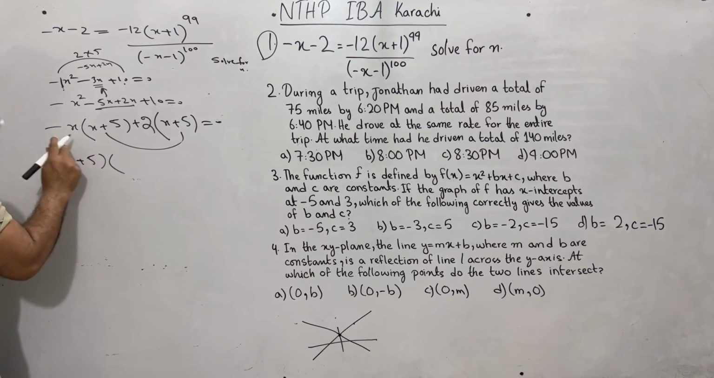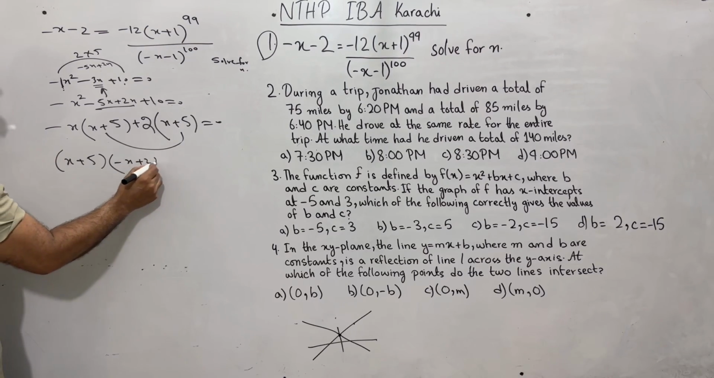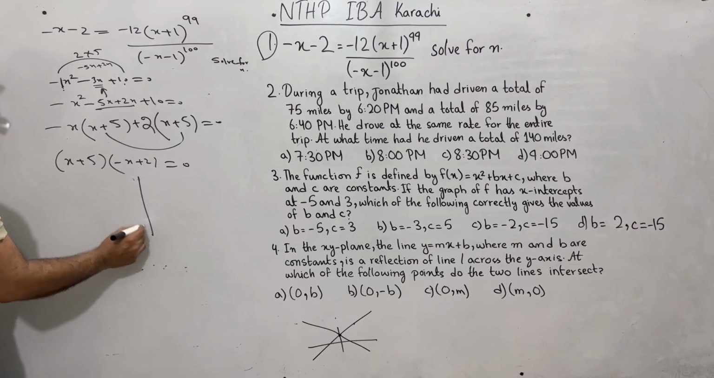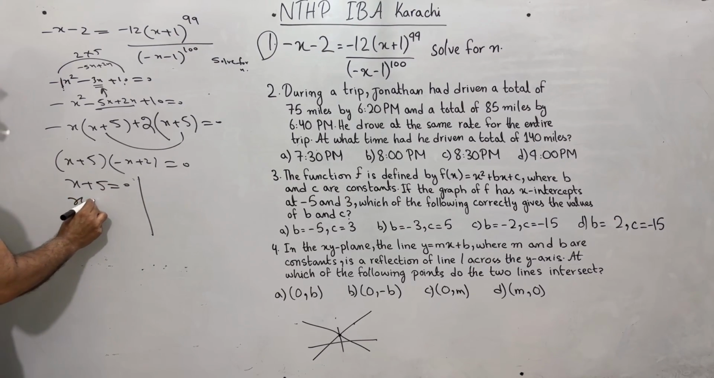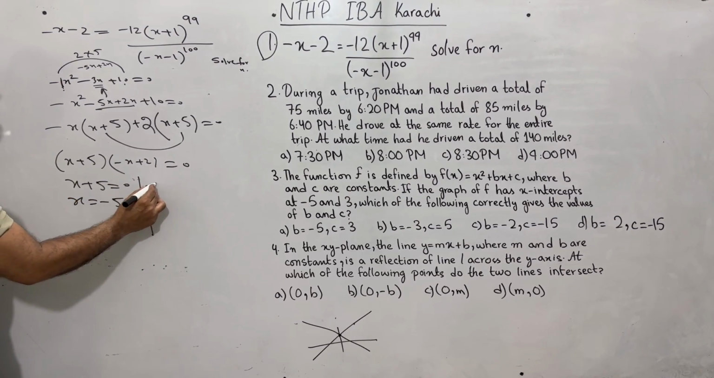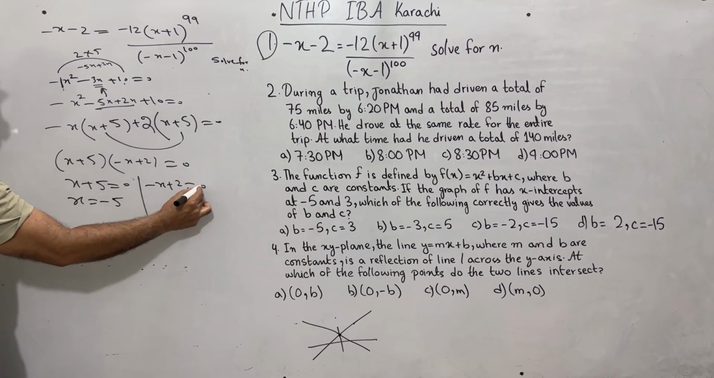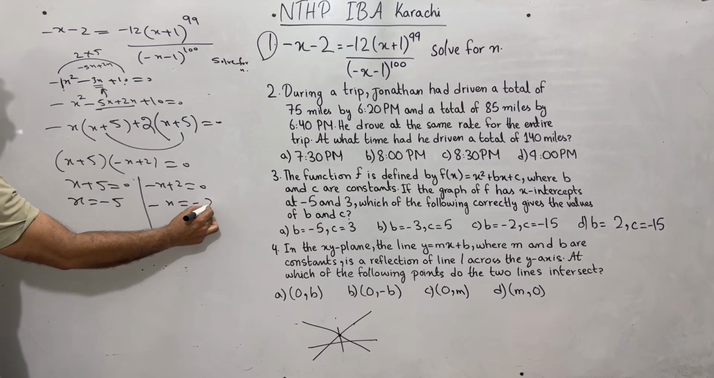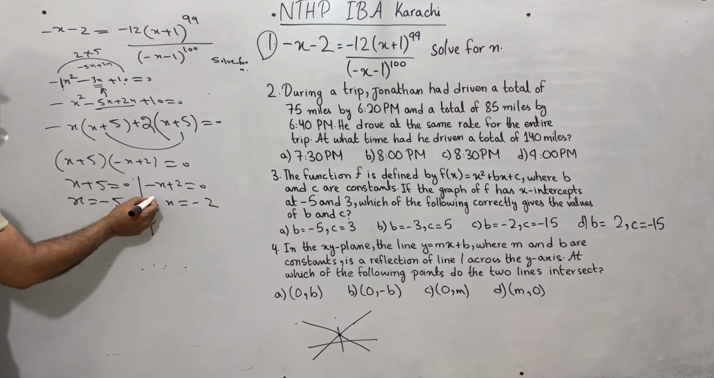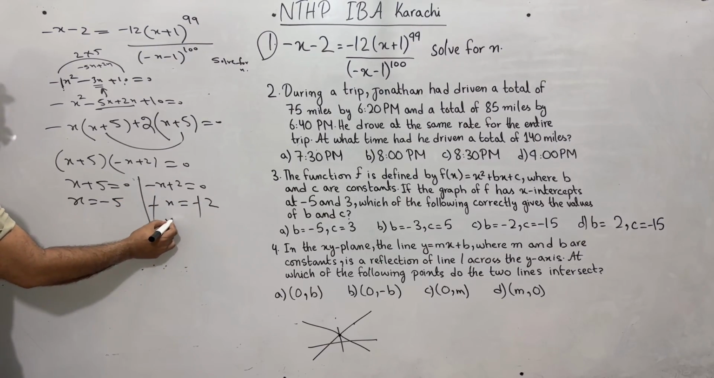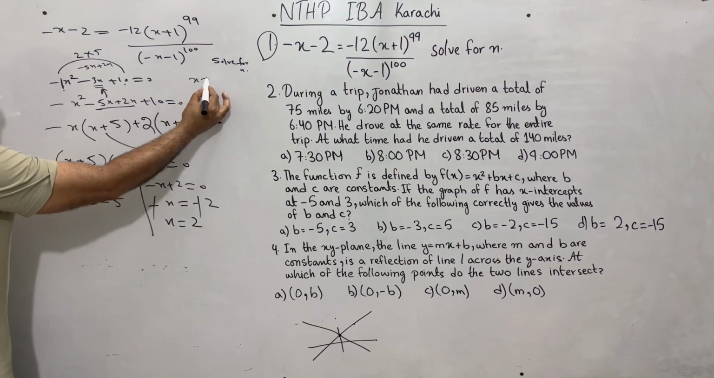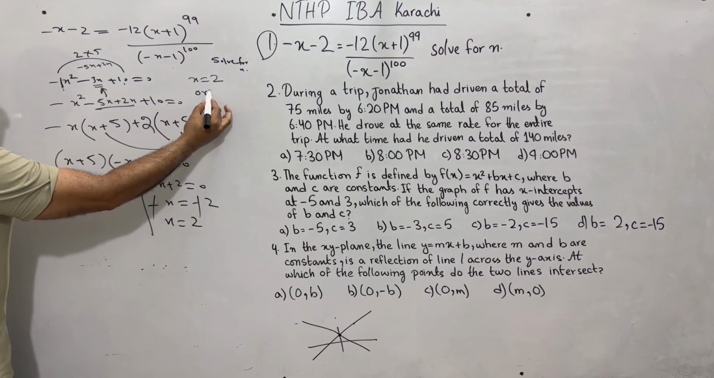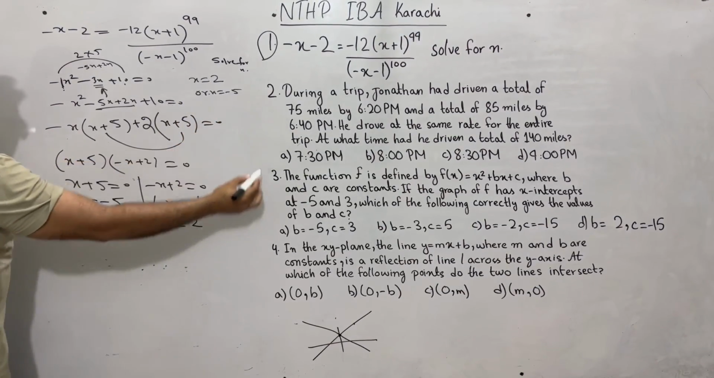(x plus 5) times (negative x plus 2) is equal to 0. Either x plus 5 is equal to 0, so we have x is equal to minus 5. Or negative x plus 2 is equal to 0, or negative x is equal to negative 2. Both sides are negative, negatives cancel. We have x is equal to 2. So in that case, x is equal to 2 or x is equal to minus 5.